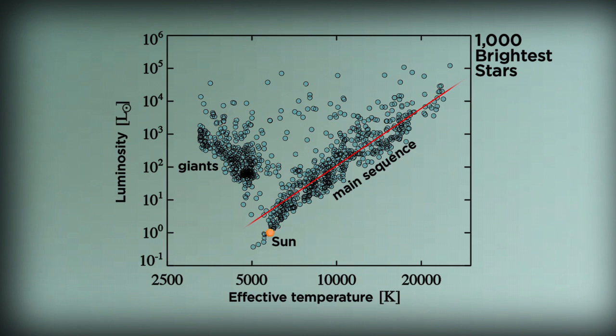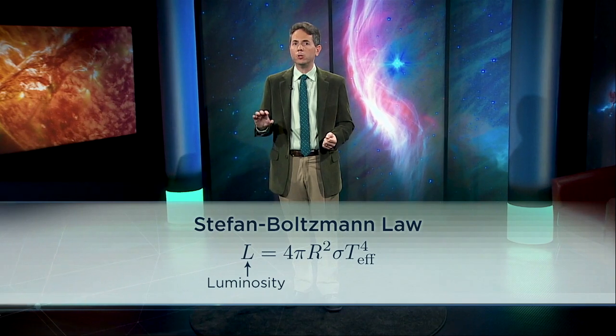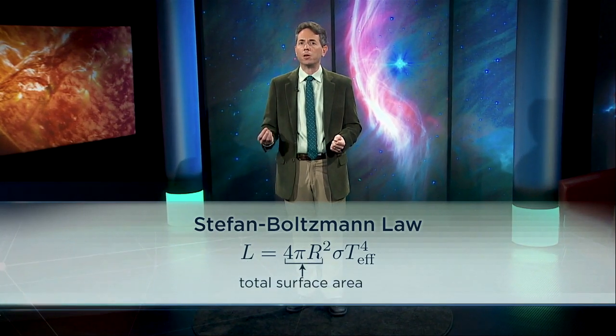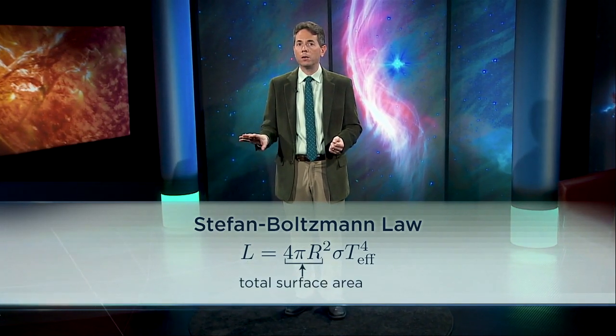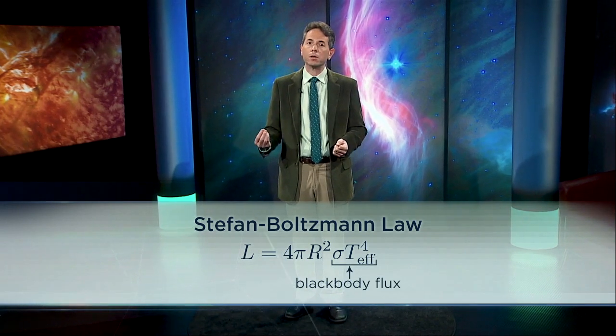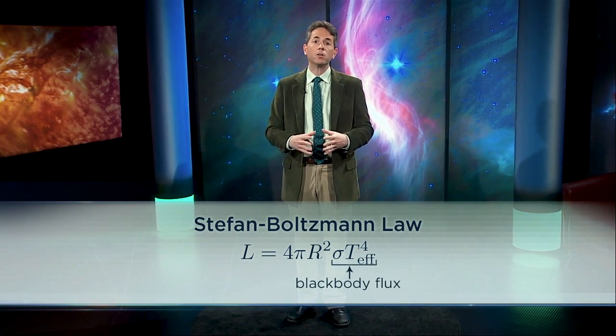The key is that stars are approximately black bodies. Yes, they have absorption lines and other deviations from a pure Planck spectrum, but in broad terms, the black body approximation is okay. So we can use the Stefan-Boltzmann law. The luminosity equals the total surface area, 4 pi r squared, times the black body flux, sigma times T effective to the 4th power.